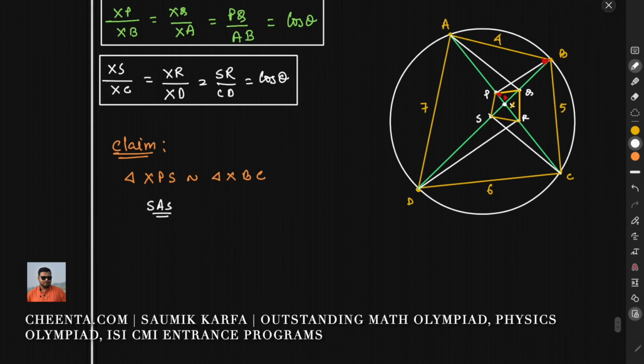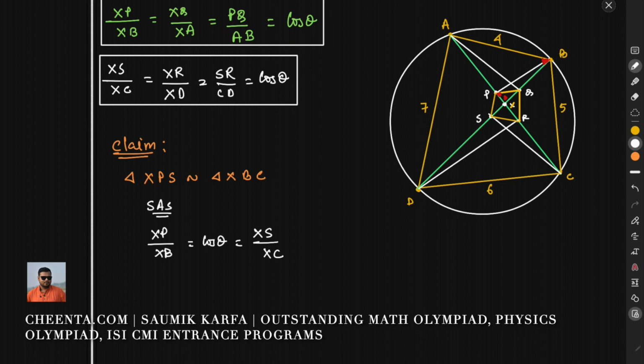So basically, first of all, you see XP is a side of triangle XPS and XB is a side of triangle XBC, and we can see XP over XB is equal to cosine of theta. Let us write that. XP over XB is equal to cosine of theta. Again XS is a side of XPS and XC is a side of XBC, and that ratio is also cosine of theta. So let's write that again. That is equal to XS over XC. So these two ratios are indeed equal.